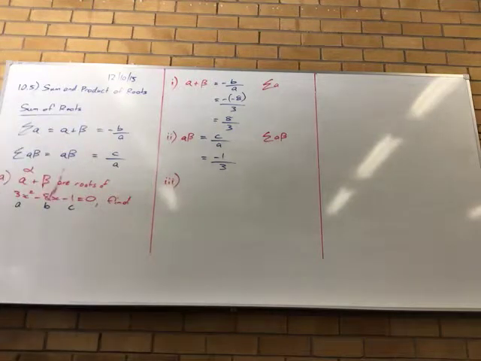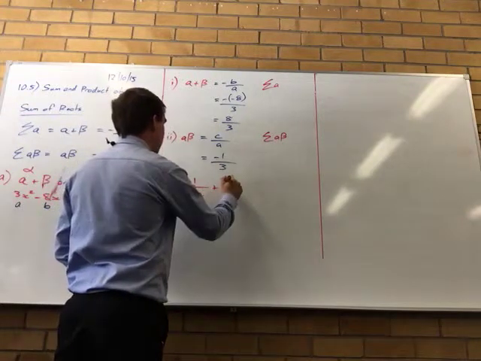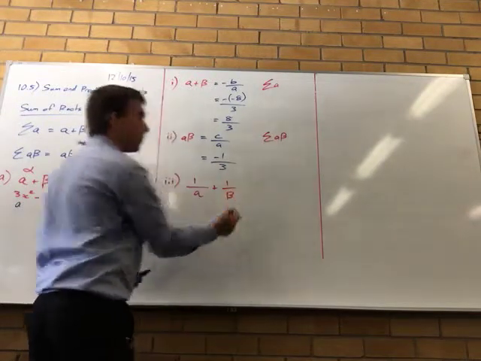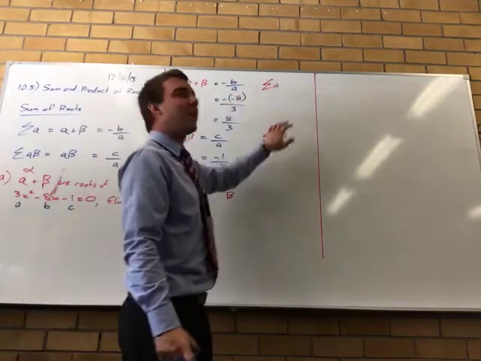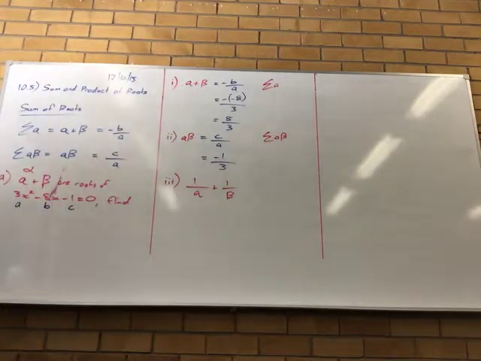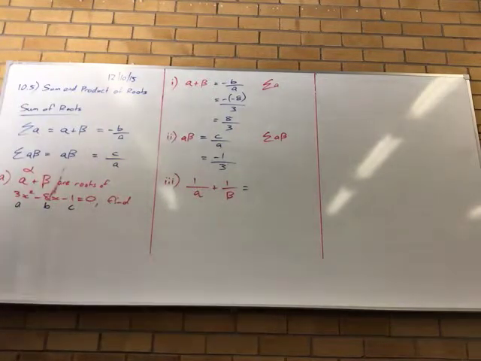Alright, triple I. 1 on alpha plus 1 on beta. This sort of stuff. Basically you need to manipulate that and use your sum of the roots one at a time and two at a time to be able to get the solution. If I take the reciprocals of both those roots and add them together, what's the value going to be? How am I going to work this out? 3 over 8.